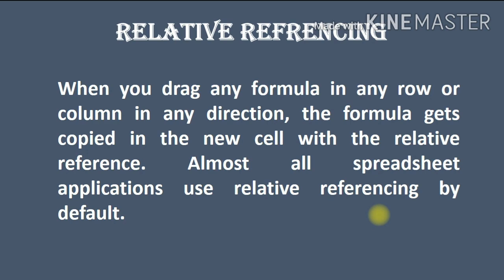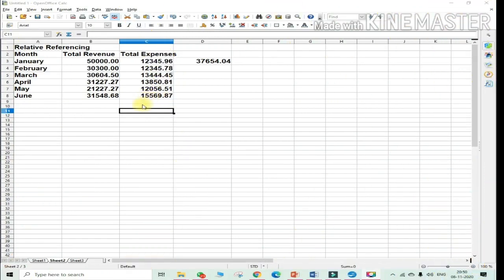Now I'm going to demonstrate how to use relative referencing in our worksheet. First, we have to enter the data into the worksheet. Here I'm entering the values of month, total revenue, and total expenses. Once we enter the values, we place the mouse pointer into a new cell and enter the formula. Here I'm using the formula equal to B3 minus C3. Once we enter the formula, we gently press Enter.